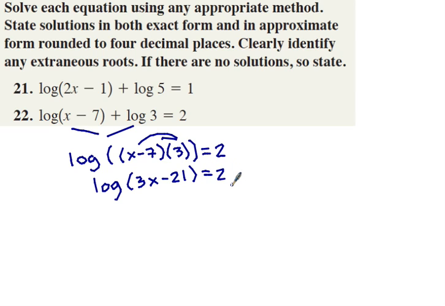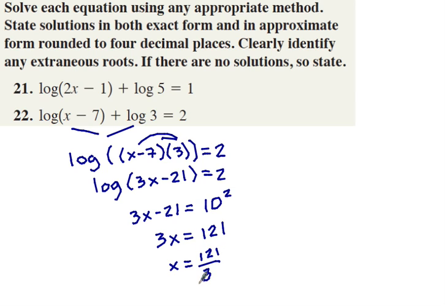Now that we're in logarithmic form, we can convert it to exponential. My base here is 10, so we can write this as 3x minus 21 equals 10 squared, okay, which is 100. And then we can write this as just our linear equation. So 3x is going to equal 121. And then we'll divide by 3, so x is going to equal 121 thirds. Okay?